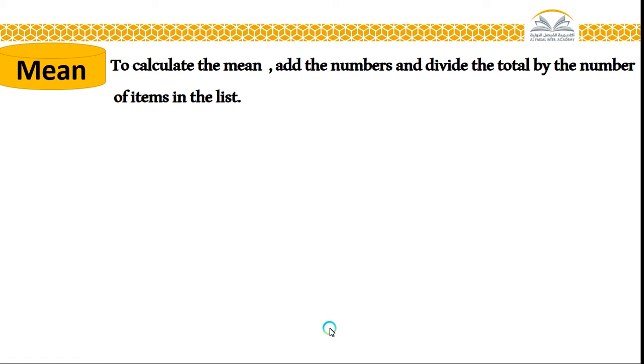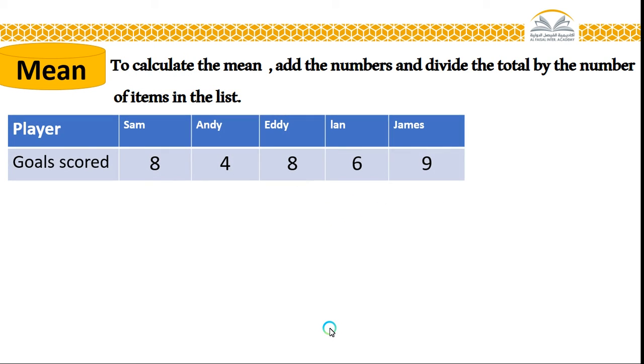And going now for the last one, mean. To calculate the mean, add the numbers and divide the total by the number of items in the list. I repeat, to calculate the mean, you have to add all the numbers first, and after that divide by the number of the items in this list. Like that. I repeat, upload this chart again. I have 8, 4, 8, 8, 6. So I will have to add all these numbers.